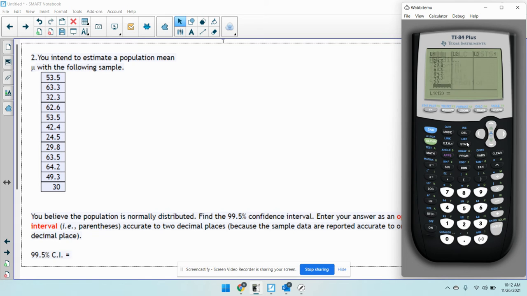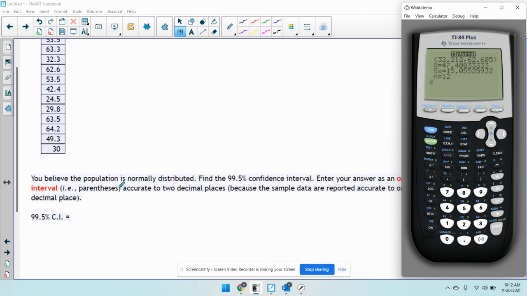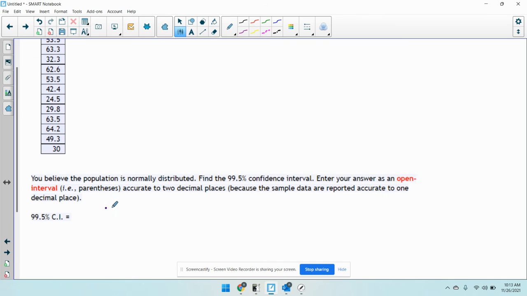Okay, same thing, stat. Over to tests, we're going to do option 8. Data, and now we want 99.5, so 0.995. 2 decimal places with parentheses. So this will be 32.21 to 62.61. Just like that.